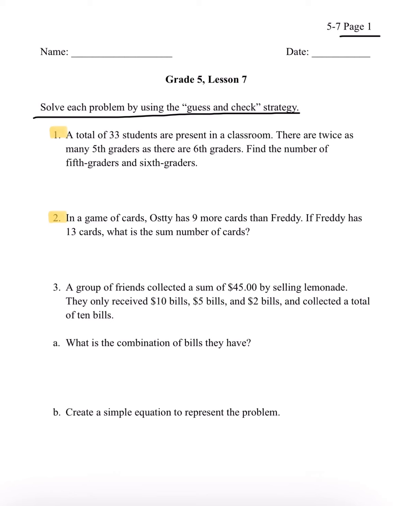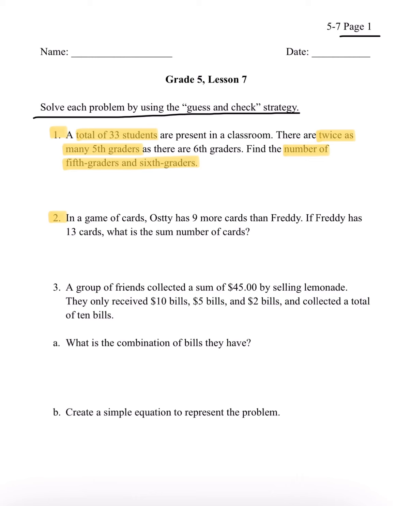So it says for number 1, a total of 33 students are present in a classroom. There are twice as many 5th graders as there are 6th graders. Find the number of 5th graders and 6th graders. So we know here there's a total of 33 students, and there's twice as many 5th graders than 6th graders. And we have to find the number of 5th graders and 6th graders each, and they have to total up to 33 students.